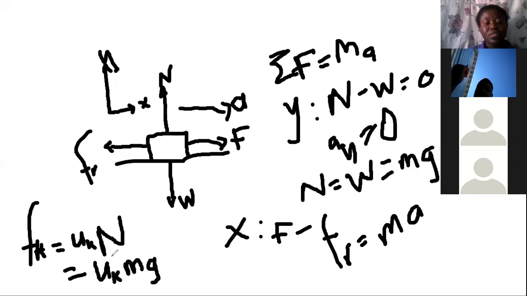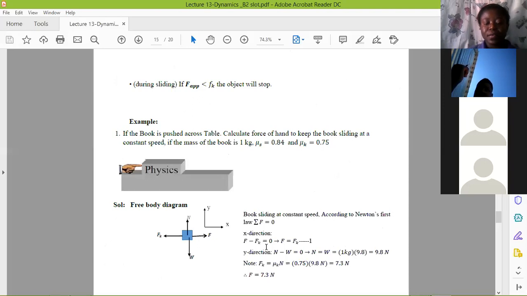We know all that. We know mu k from our question: it says that mu k equals 0.75, and our mass is equal to 1 kilogram.